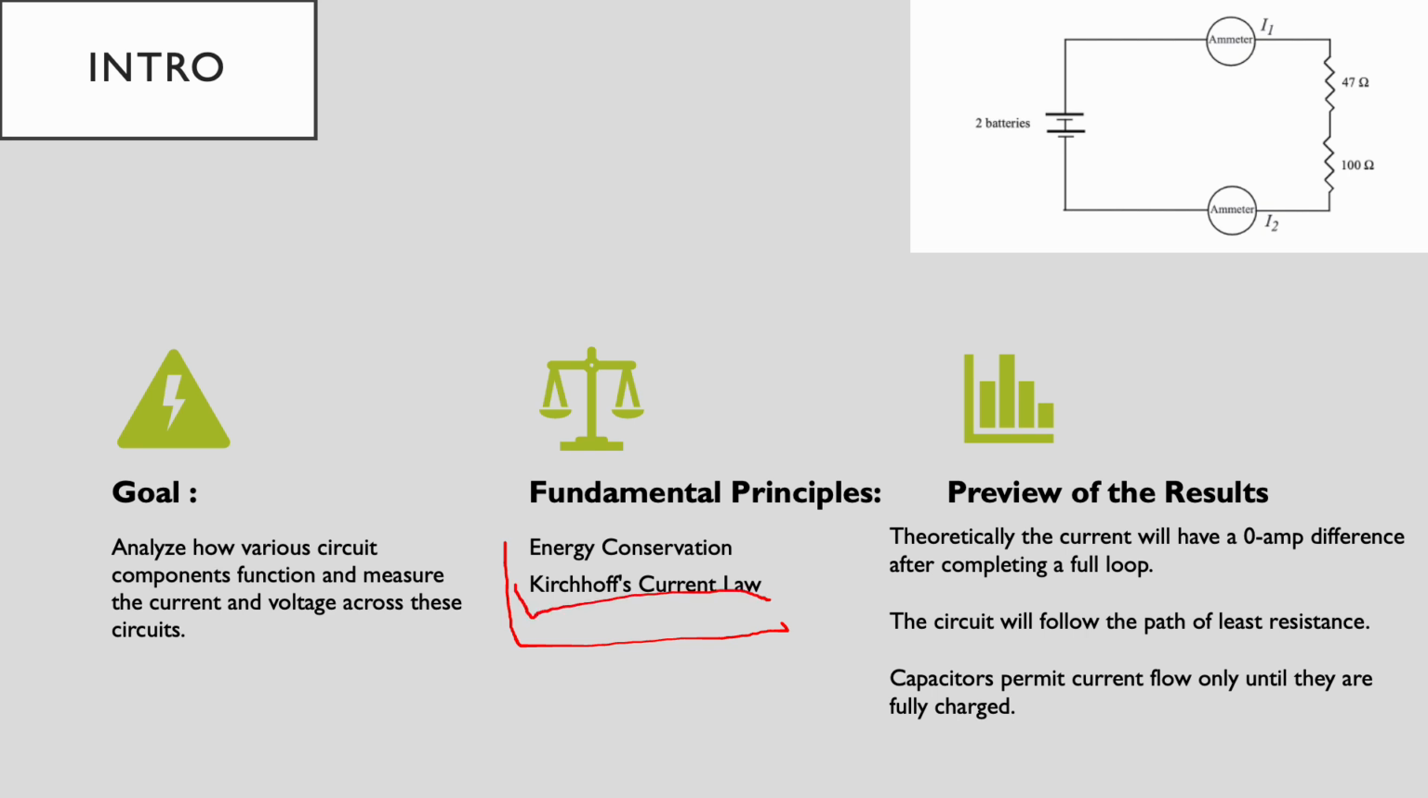And then on the top right, we have the diagram of one of the setups for the circuit, and just a preview of these results. Theoretically, the current will have a 0 amp difference after completing a full loop based off of the conservation of current, and then the current will follow the path of least resistance, and that comes into play with the different resistors that we have. And then capacitors permit the flow of current until they're fully charged. So there's current flowing until the capacitor is charged up.